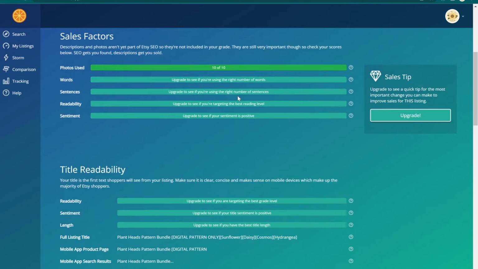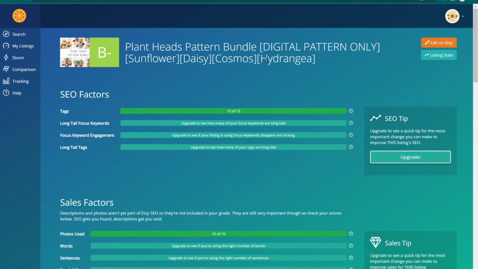But before, I looked at this. I think the rating for this before was like a D, and then I made the changes that I talked about. I added all the tags, used all the photo slots, added long tail focus keywords into my description. So I made those changes and I came to a B minus.